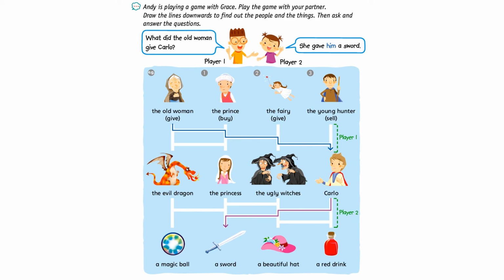Draw the lines downwards to find out the people and the things. Then ask and answer the questions. We are going to play a game using object pronouns. Go down to find out the people and the things. When you come to a horizontal line, you must follow it to the left or the right to the next vertical line. Continue until you reach the person, and continue until you reach the thing in the bottom.